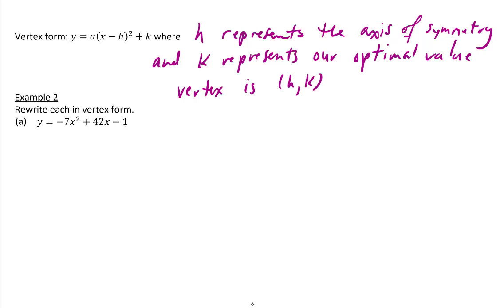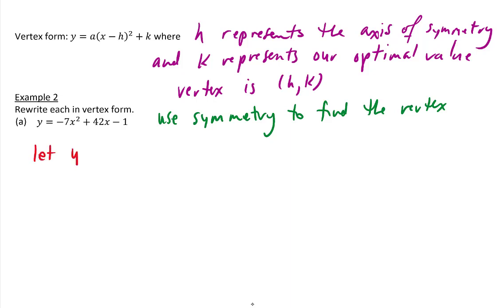For example 2, we're going to take our equation in standard form and rewrite it in vertex form. In order to do that, we first need to find the vertex. And to find the vertex, we are going to use symmetry, because this is the more efficient way to find a vertex. So recall, for symmetry, we're going to let y equal the c value, which in this case is -1. We're going to sub -1 into our equation.